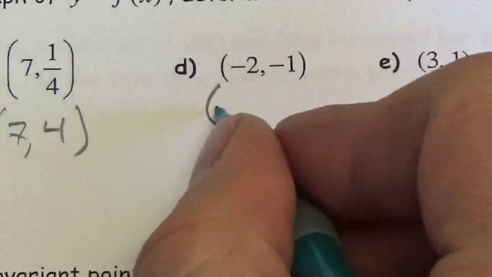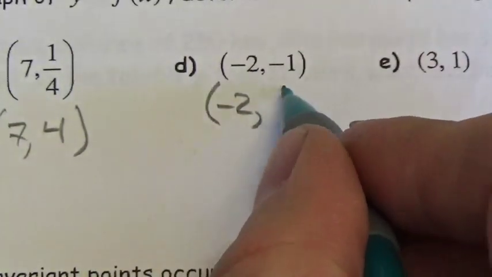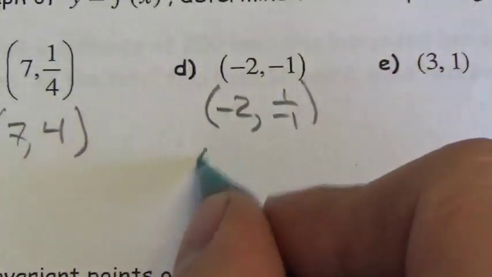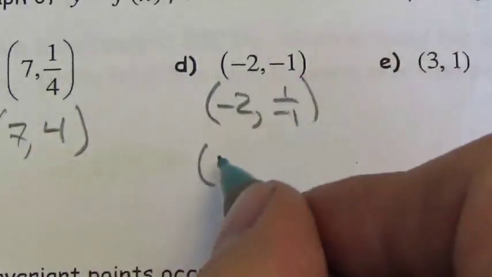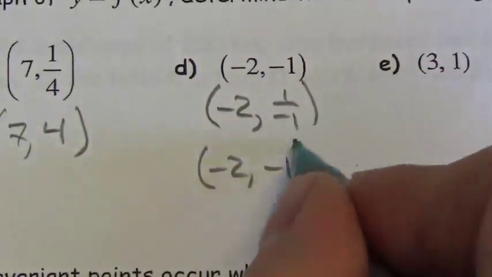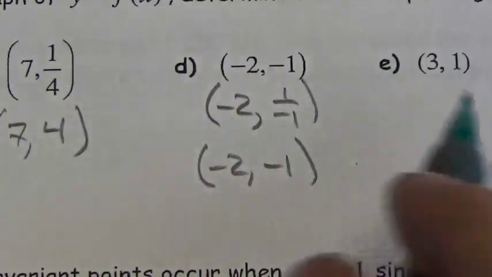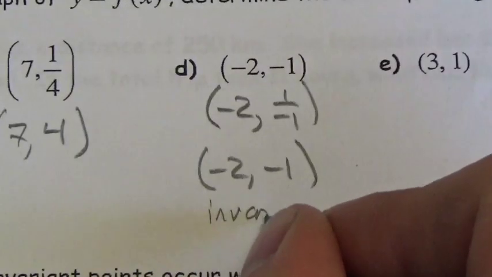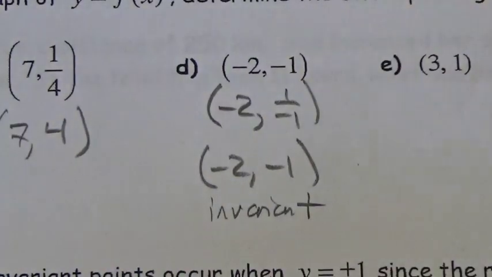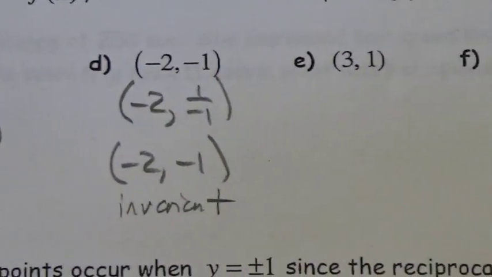Here becomes -2. Now, 1 over -1, that's kind of an interesting result, because when you reciprocate a 1, it becomes 1. It doesn't change. So 1 divided by -1 is still -1. A point like this that doesn't change, we call that invariant. Okay, this particular transformation didn't change anything.